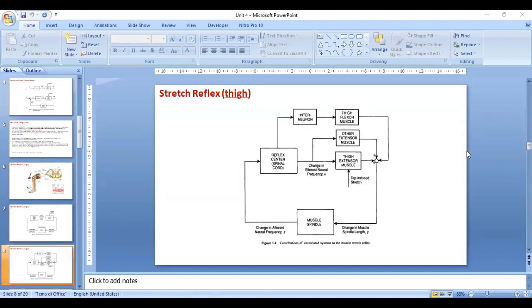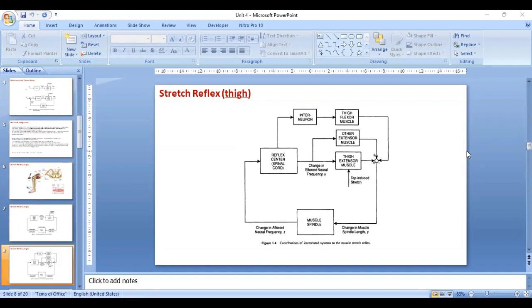This is a block diagram that shows the contributions of interrelated systems to the muscle stretch reflex. Some of the branches of afferent nerves also synapse with the motor neurons that lead to the other extensor muscles in the thigh that act synergistically with the primary muscle to straighten the lower leg. Other branches of the afferent nerve synapse with more interneurons, which in turn synapse with motor neurons that lead to the flexor or antagonist muscles.